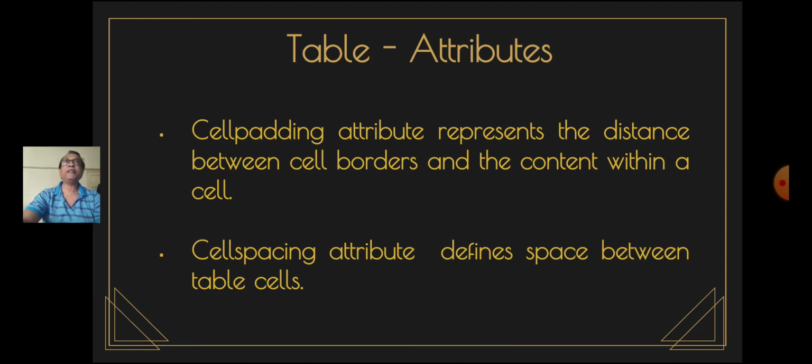Now, cell spacing is different from cell padding. It controls the distance between single cells in a table. By using this attribute, designers can easily alter the space between the edges of the different adjacent cells.